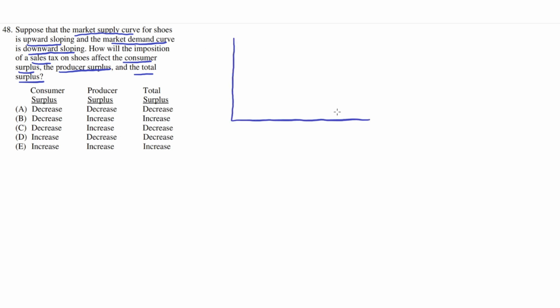The supply is upward sloping. So let's draw a price by quantity graph and draw out this supply, which is upward sloping. Now the demand curve is also downward sloping, so this would look like this. And we're asked what would happen to the consumer surplus, producer surplus, and the total surplus if there is a sales tax. So let's see what happens before the sales tax. Let's draw out this surplus.